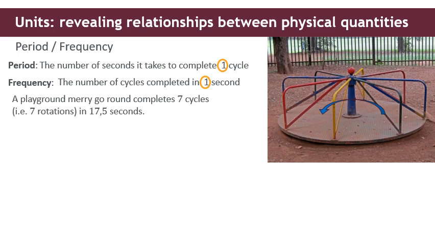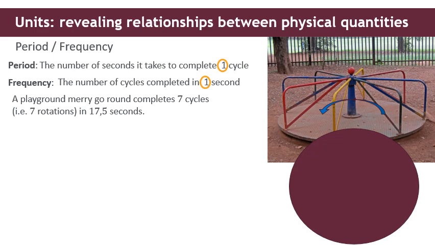So we have a playground merry-go-round that completes 7 cycles, i.e. 7 rotations in 17.5 seconds. I'm going to model this merry-go-round as a circle. I'm going to paint a circle, little yellow dots on the right-hand side, and there is 1 rotation or 1 cycle. We're going to ask you some questions about this, but first, a technical interlude.